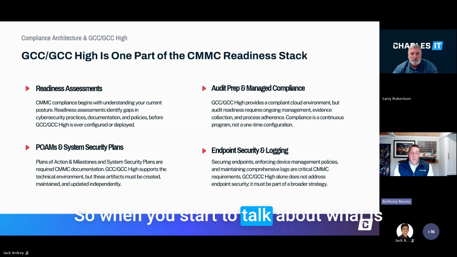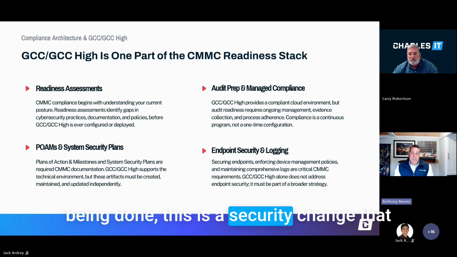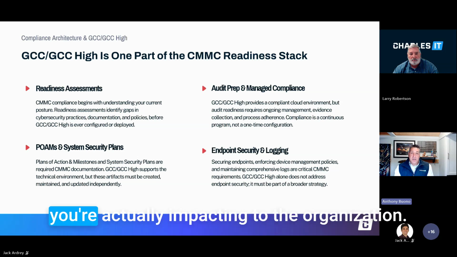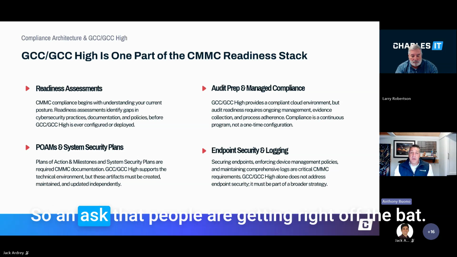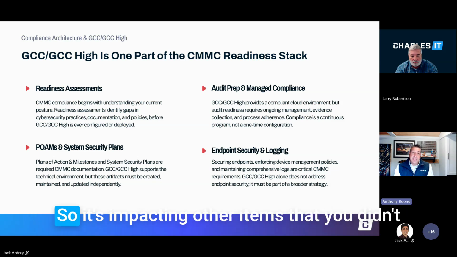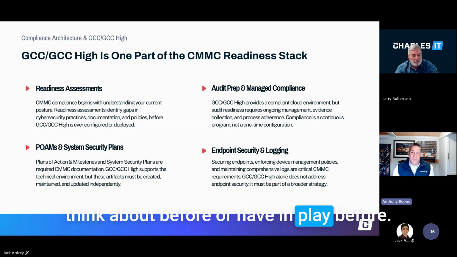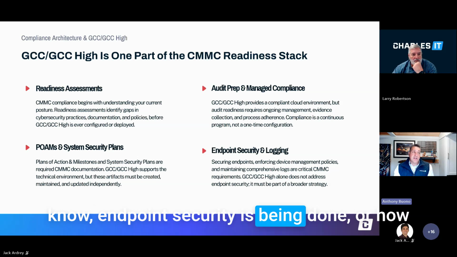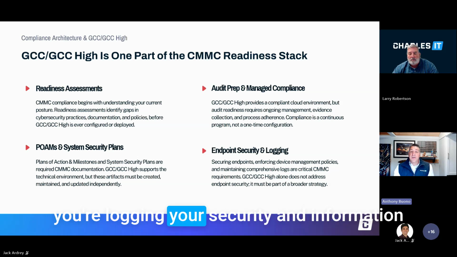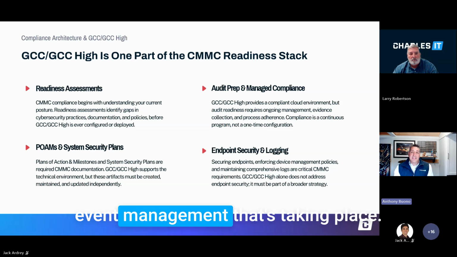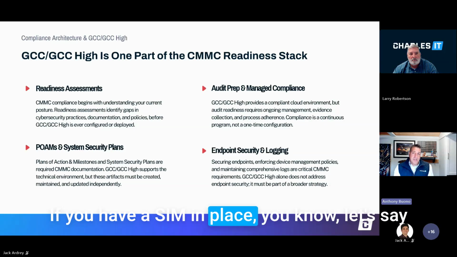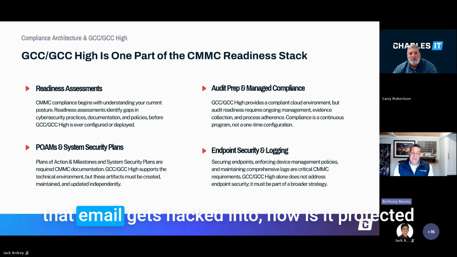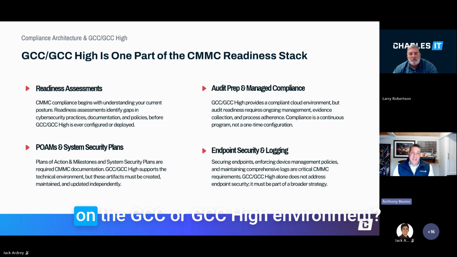So when you start to talk about what is being done, this is a security change that you're actually making to the organization. An ask that people are getting right off the bat. So it's impacting other items that you didn't think about before or have in play before. So when you start to think about how endpoint security is being done or how you're logging your security information and event management that's taking place, if you have a SIEM in place, let's say that email gets hacked into, how is it protected on the GCC or GCC High environment?